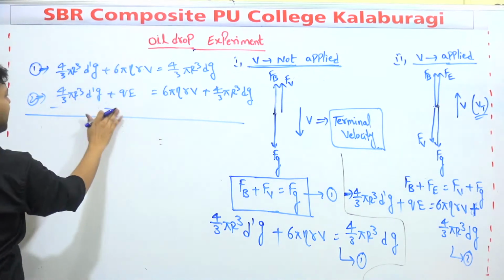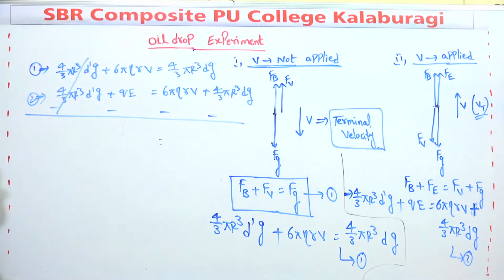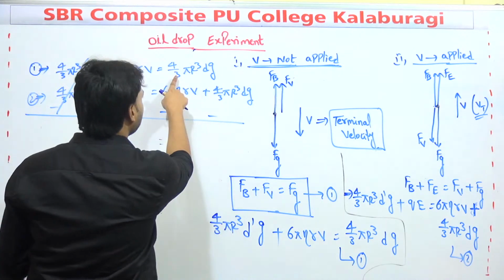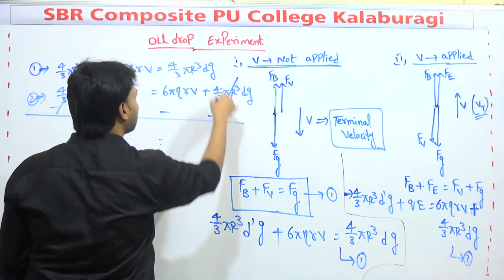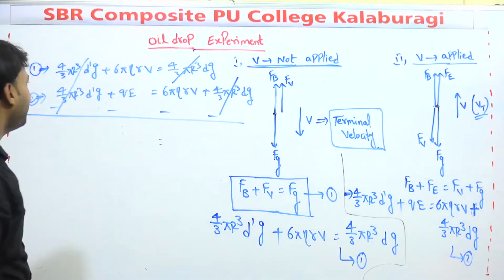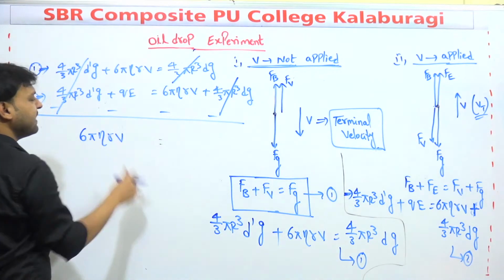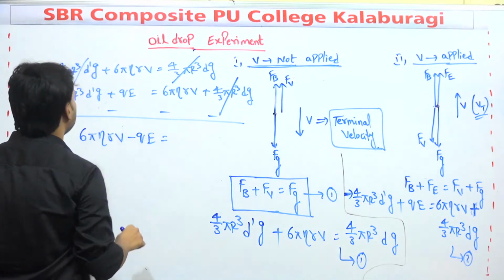Can I multiply with minus there? No problem. So this will be cancelled. And any more cancellations? See here, 4 by 3 pi r cube dg positive and 4 by 3 pi r cube dg negative, right? So what I can write: 6 pi eta rv minus qE, which is equal to.